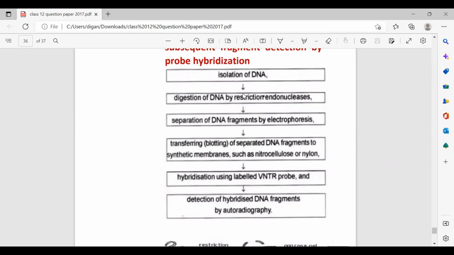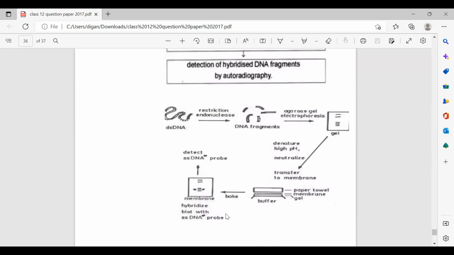So first isolation of DNA takes place, then digest the DNA by this enzyme. Next, separation of DNA fragments by electrophoresis, then transferring of the separated DNA fragments onto a synthetic membrane such as nitrocellulose or nylon. Next, hybridization using labeled VNTR probe and detection of the hybridized DNA fragment by autoradiography. And this is the diagram of the process.